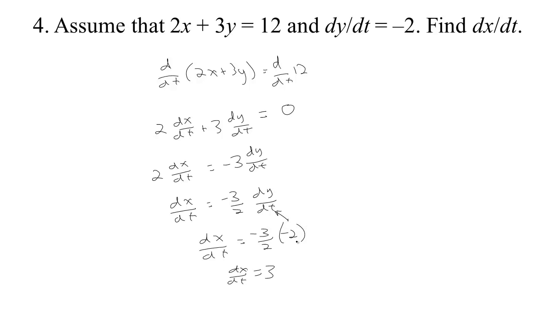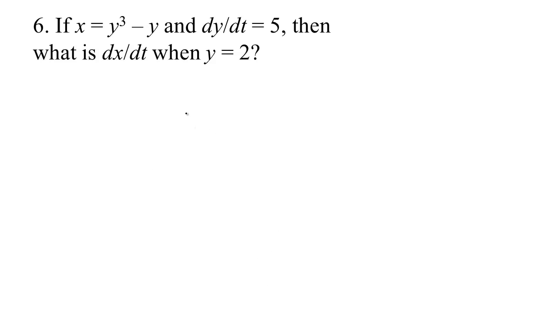So if we're decreasing y at a rate of negative 2 units per time unit, then x will increase by 3 units per time unit. So we have our relationship there. Okay, let's do a couple more here.